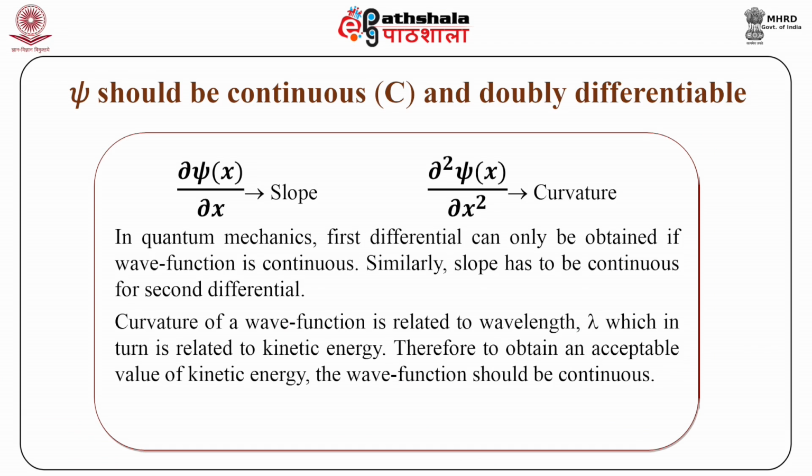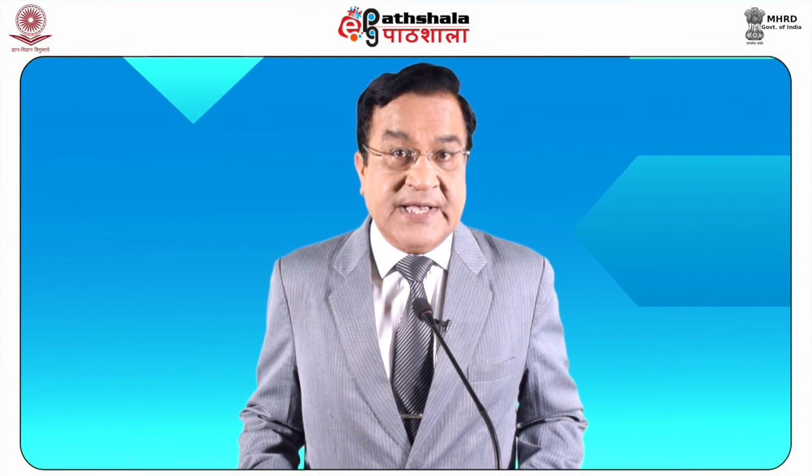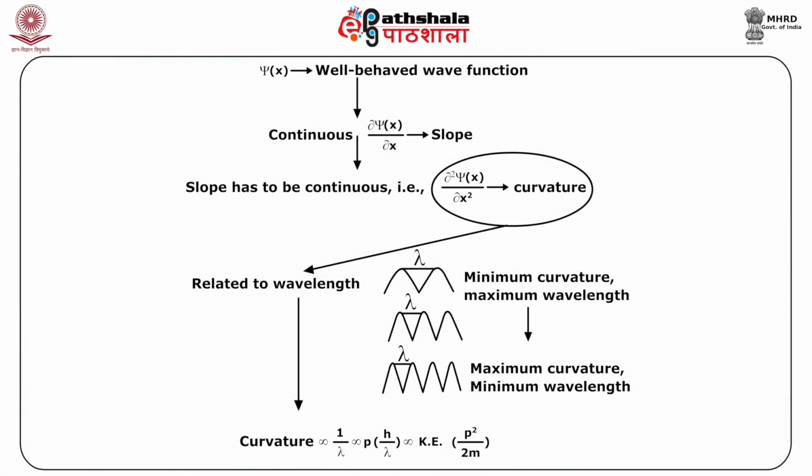You have the wave function psi x. If you take its first differential with respect to x, as you can see here, the first differential represents slope. And if you take the second differential, del 2 psi x upon del x2, this represents the curvature. So this has a physical significance. Here you can see we are showing three waves. These are matter waves. In one, lambda is very, very small. In another, lambda has some intermediate value, and in the top one, lambda is very large.